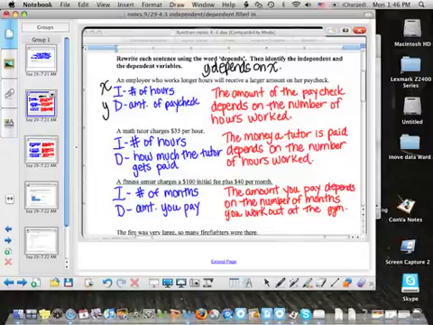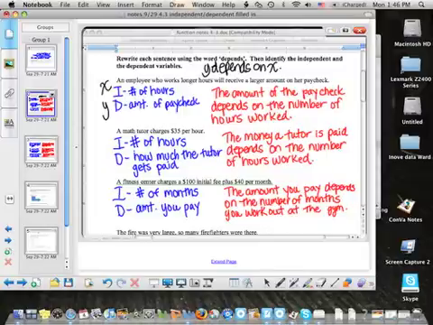Each time you read a sentence, you should be able to figure out two things. One is the independent variable, which is the part that changes. That's the varying part, so to speak, the number of hours or the number of months or whatever problem you're doing. And then the total part is usually the dependent variable. That's the output, or the Y.